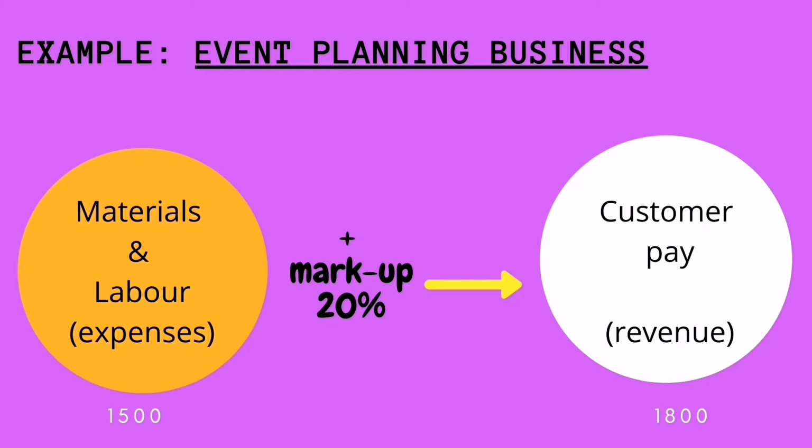Assuming that the total cost would be 1,500 plus a markup of 20%, then the amount that you will charge to the customer will be 1,800. Therefore, 1,500 is the expenses of the business and 1,800 is the revenue of the business.